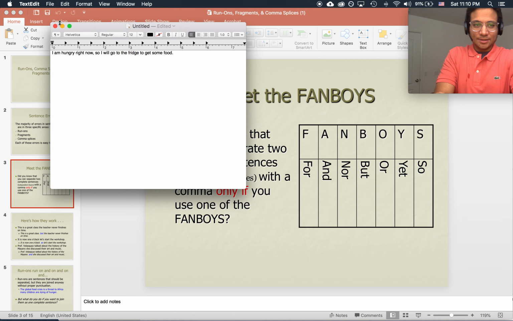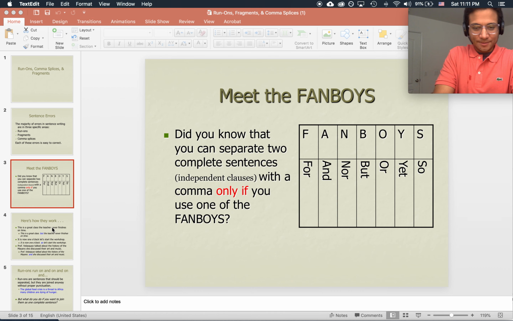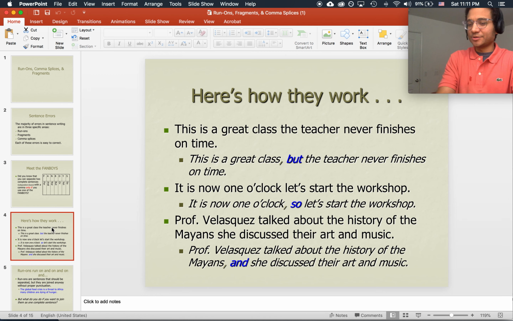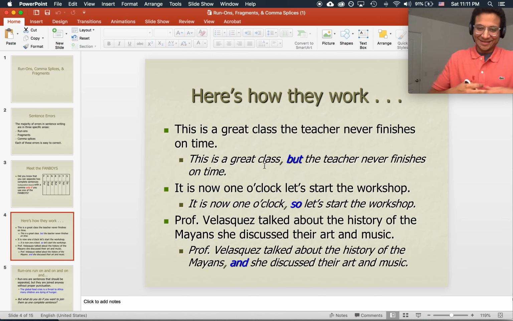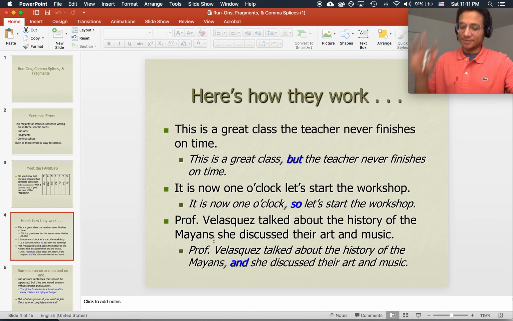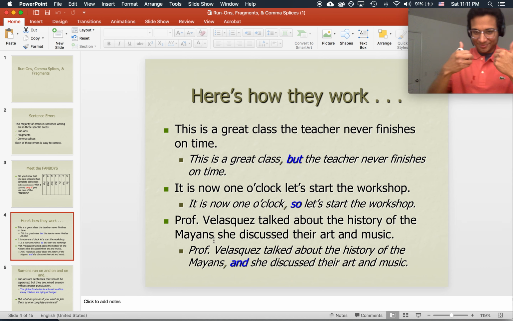See? There's always a comma before the coordinating conjunction. Remember that, okay? Here are some other examples. This is a great class, but the teacher never finishes on time. It's now 1 o'clock, so let's start the workshop. Professor Velasquez talked about the history of the Mayans, and she discussed their art and music. Sweet. So that's one way.